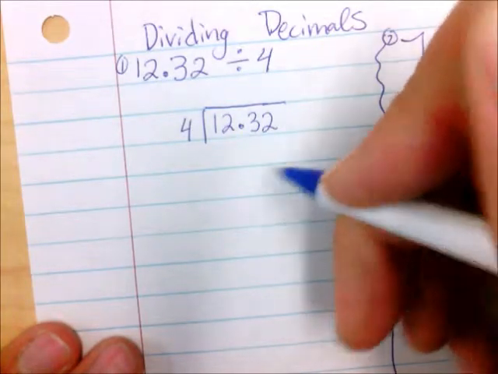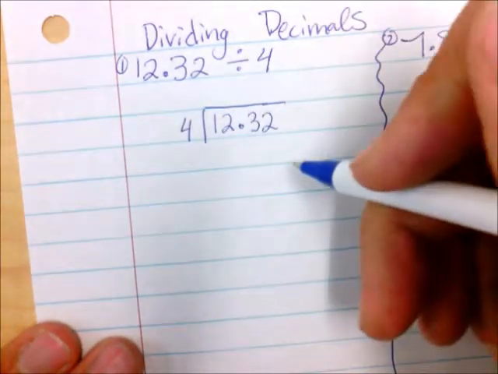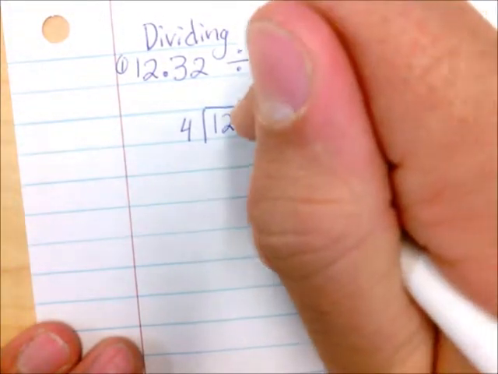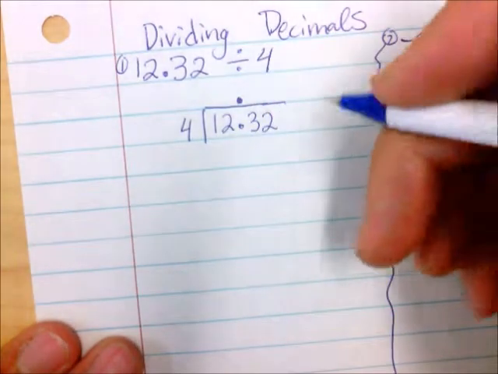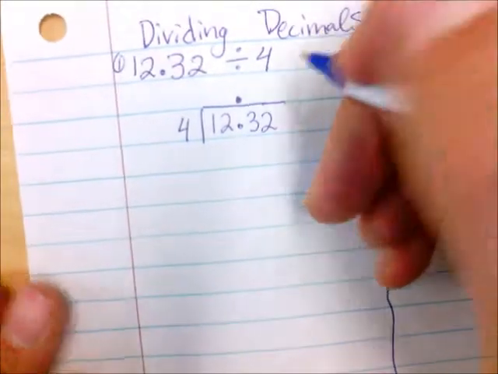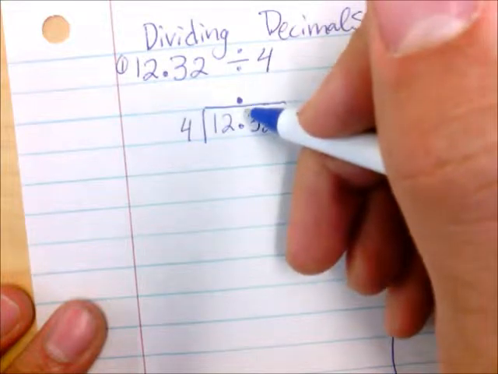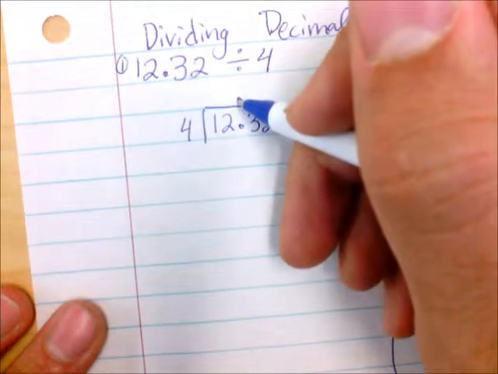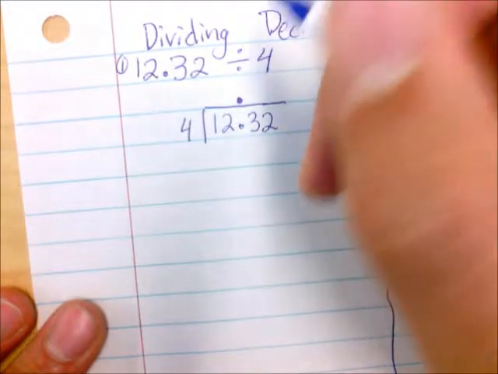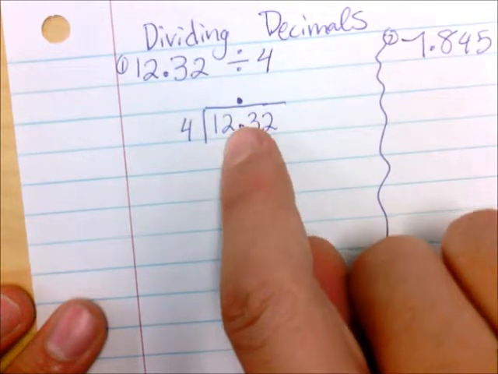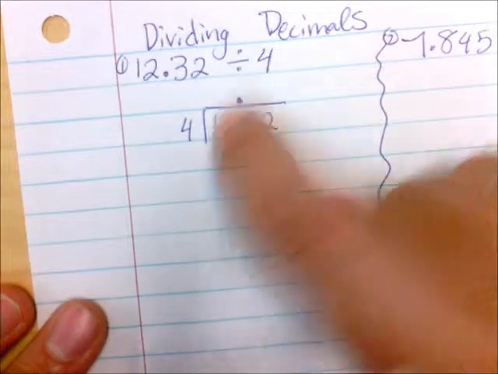Okay, now after I've rewritten the problem, the very next thing to do is bring this decimal point straight up into the answer. Get it over with, get it done. Okay? I've told my kids, act like you pumped it straight full of helium and it floats straight up into the answer right there. Now, I don't even have to worry about it. I can really just look at it as 1,232 and divide.